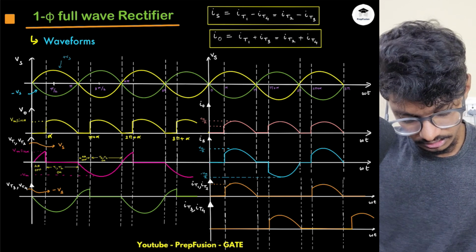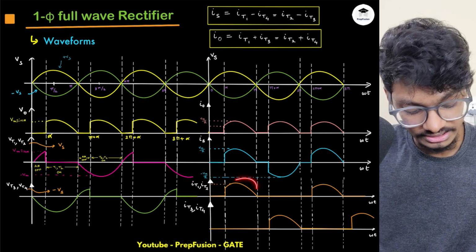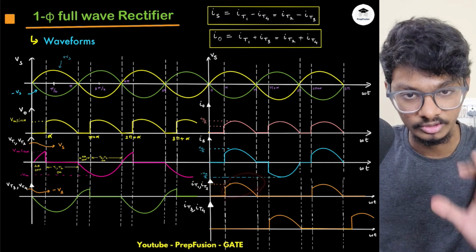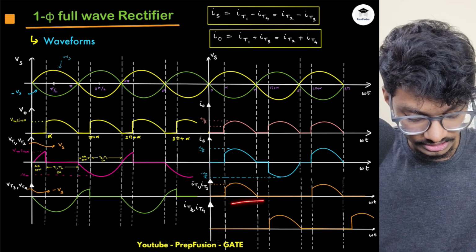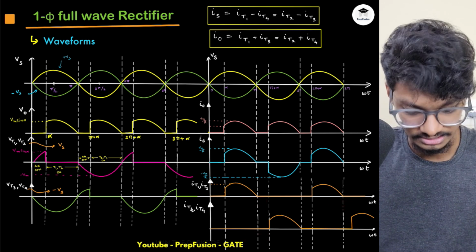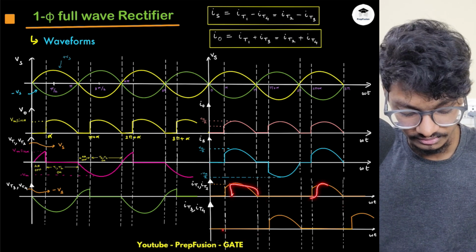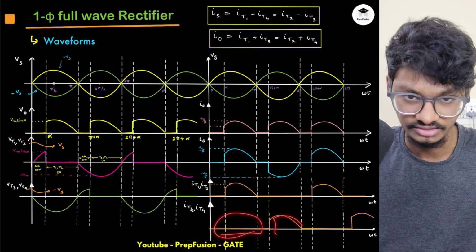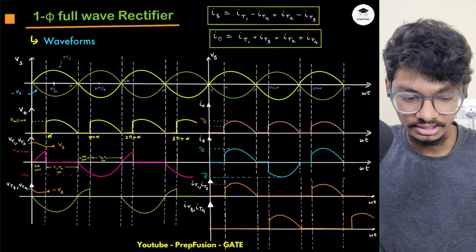Then this is the thyristor current. Thyristor current will be on for the first half cycle, and thyristor current can only be positive, it can never be negative. That's why you will see it is always above the x axis. Thyristor current is 0 when they are off, but again it is positive when they turn on. So these are the waveforms.